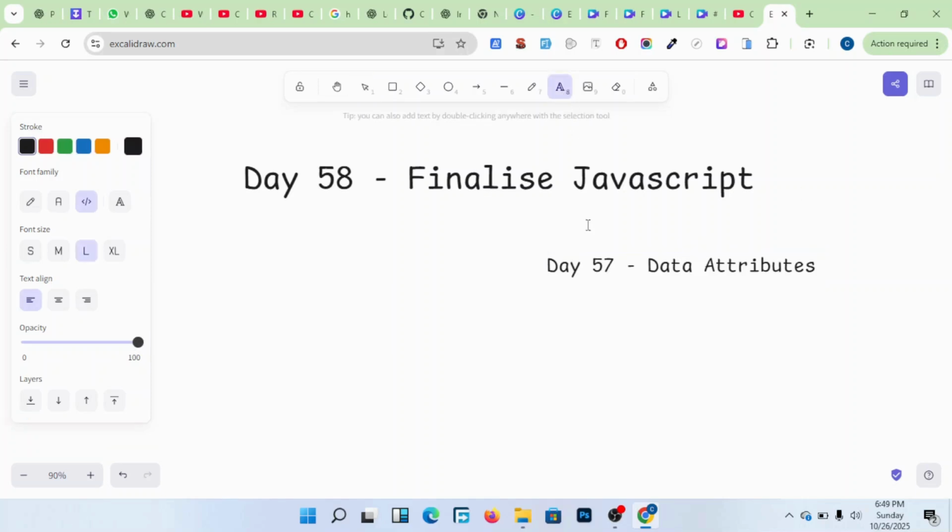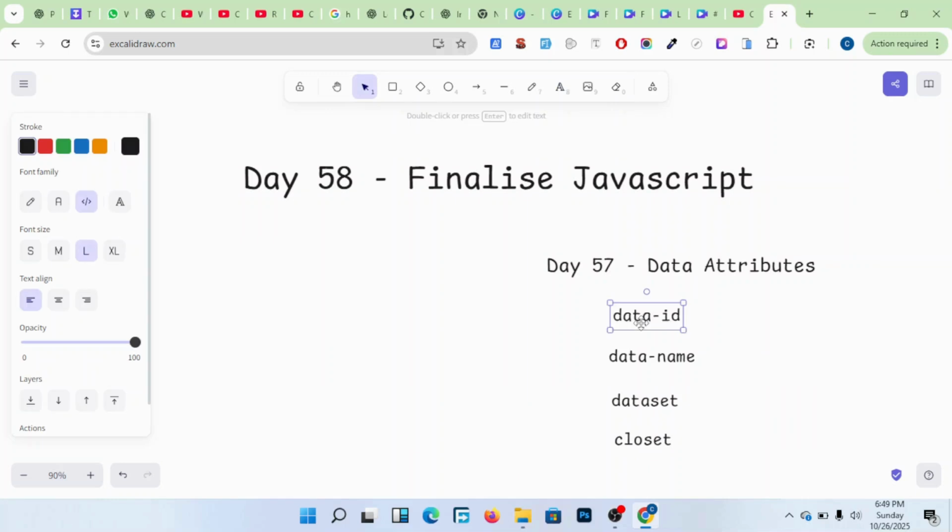That's what we covered yesterday, where we looked at things like data ID and data name, and at acquiring this data, where we had the dataset. Then we also looked at closest. Members, we looked at a lot of things yesterday: data name, dataset, closest.